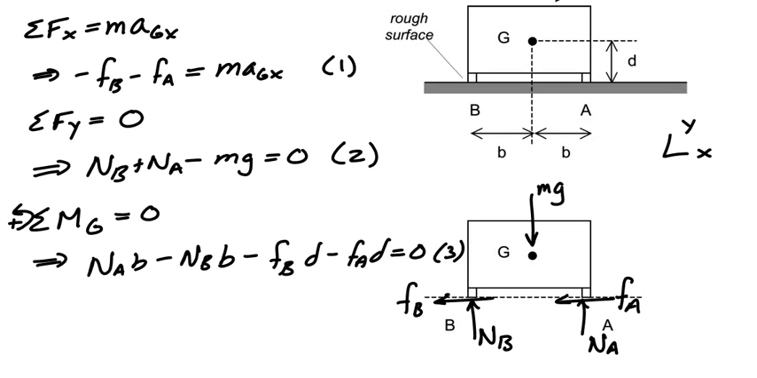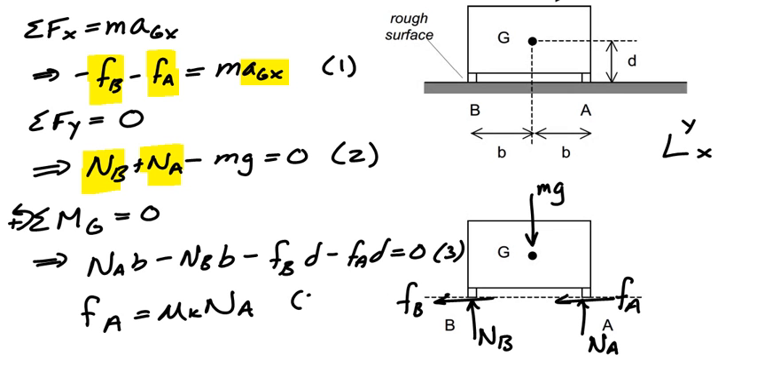Now if I look at these three equations, I currently have 1, 2, 3, 4, 5 unknowns. And so the way I'm going to get additional equations here is I'm going to note, because we have sliding friction, that FA is going to equal mu K times NA. We can call that equation 4. And finally FB is going to equal mu K times NB, and we can call that equation 5.